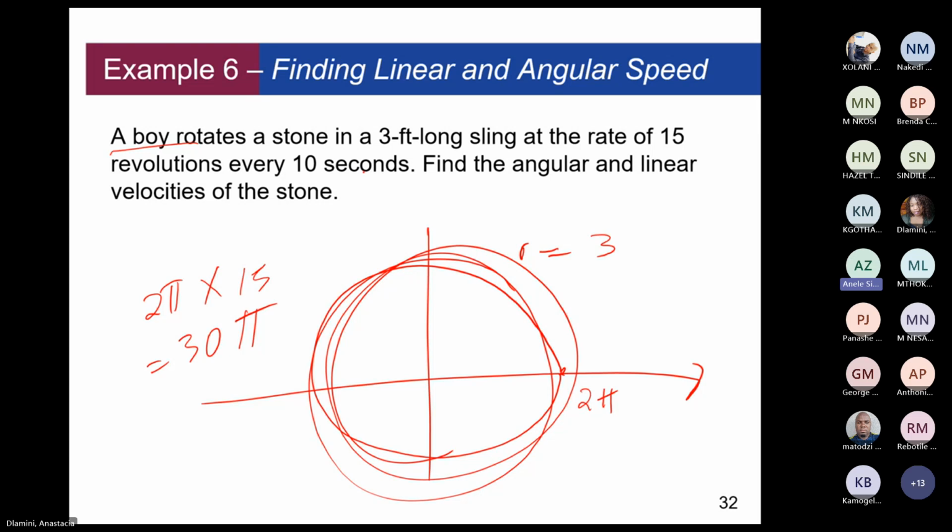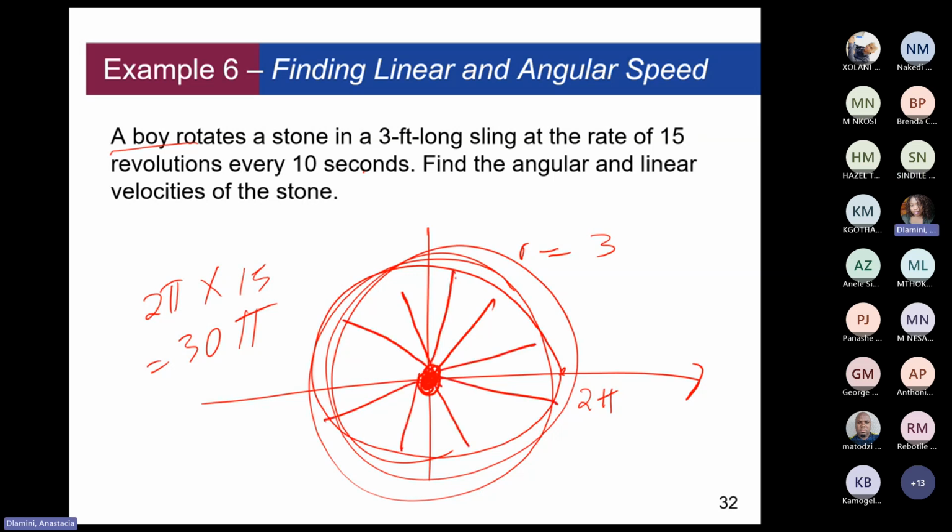Ma'am, sorry to disturb you. So you included the 3 feet long thing when you rotate? Yes, remember this is where your hand is, and when you continue rotating, you have radii. So your radius is 3 feet. Oh, okay, thank you. Do you see that? That's where the 30 pi comes in.